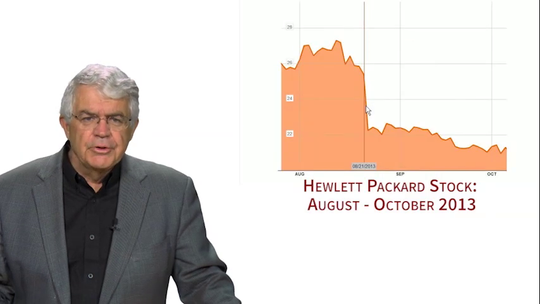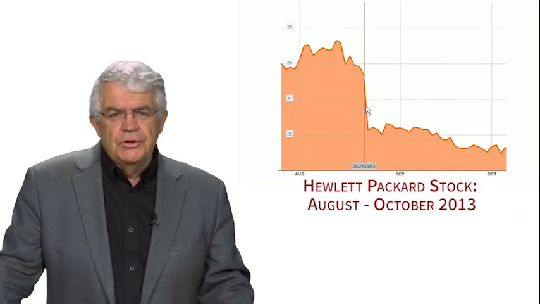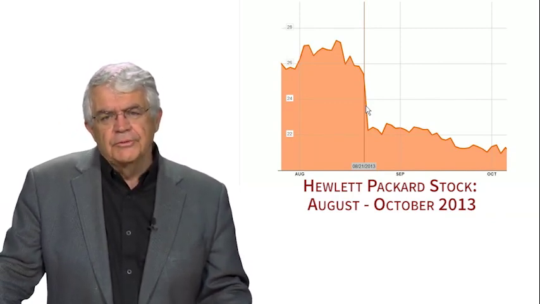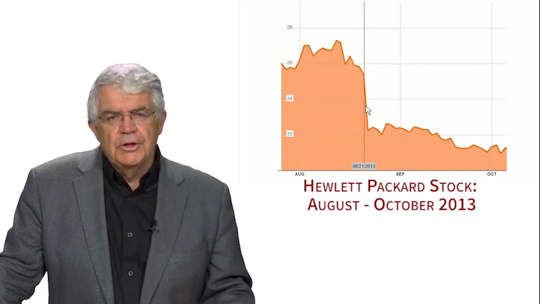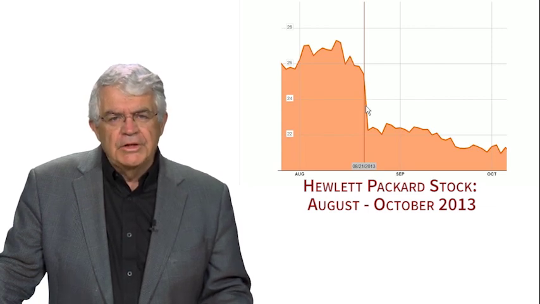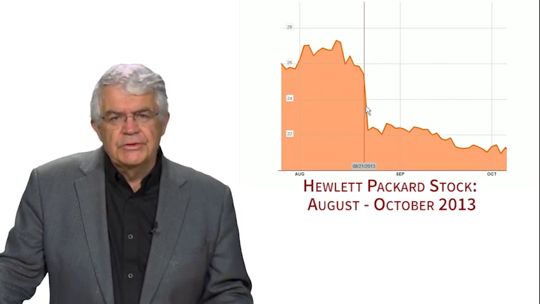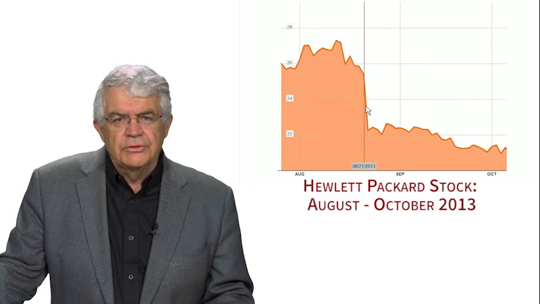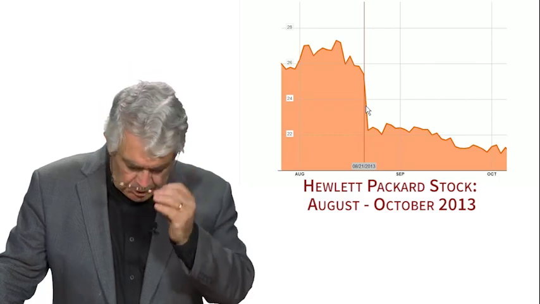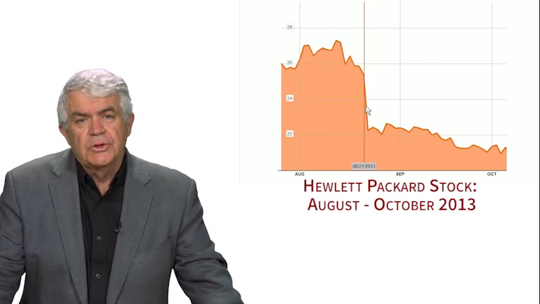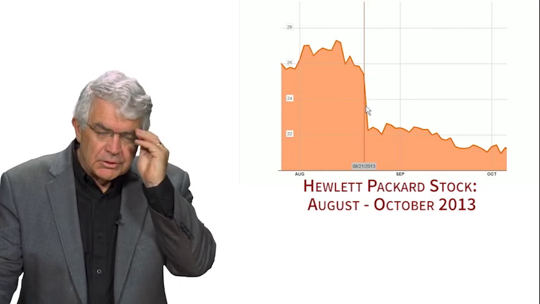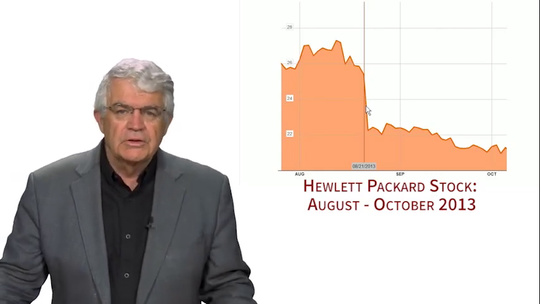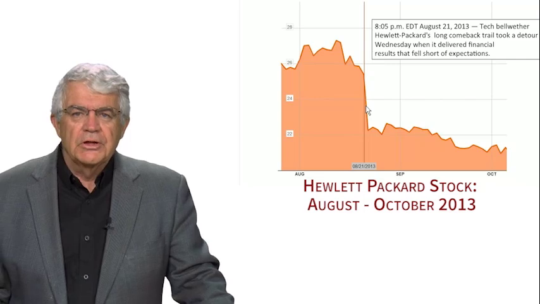Let's consider an example of this. This is the price of Hewlett-Packard stock in the fall of 2013, August to October. You can see at one date there was a large change in the price, a substantial reduction in the price, and the date is indicated there in the chart. That date is marked to be August 21st, 2013, if you look carefully at the chart. And so what do you think happened to make that change? Well, it turns out that's the time that Hewlett-Packard announced a change in its earnings.